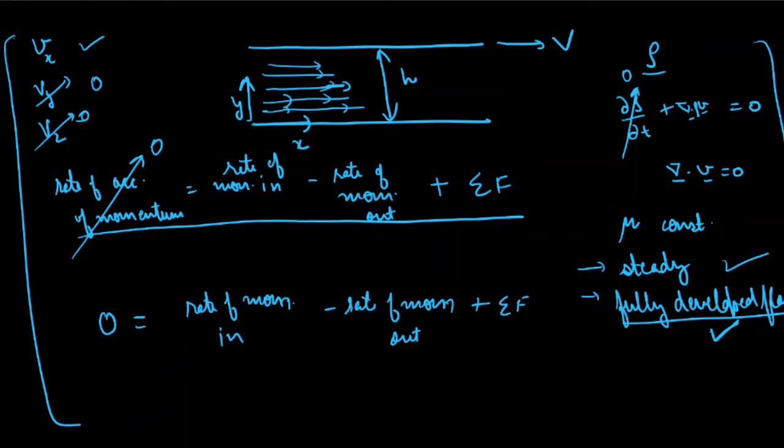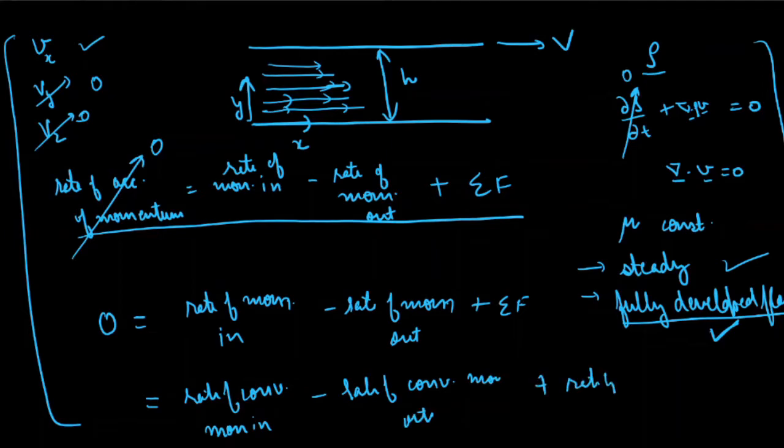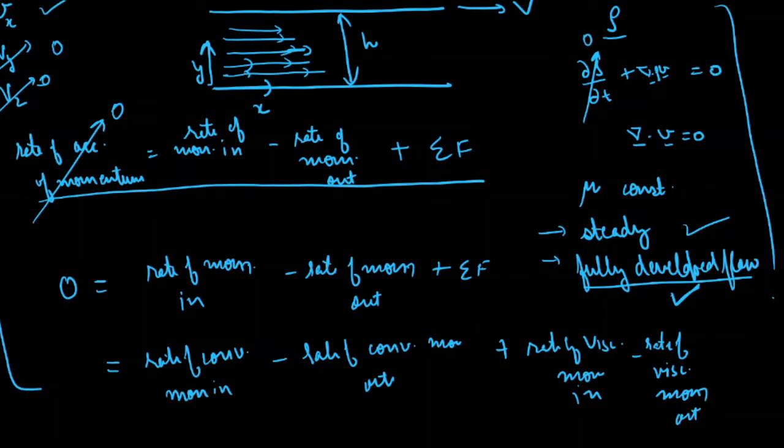So as we discussed, the rate of momentum in will be in two parts, that is the rate of convective momentum in minus the rate of convective momentum out, plus the rate of viscous momentum in minus the rate of viscous momentum out, plus the sum of the forces is equal to 0. So I will write and explain each of these terms separately in this particular context.